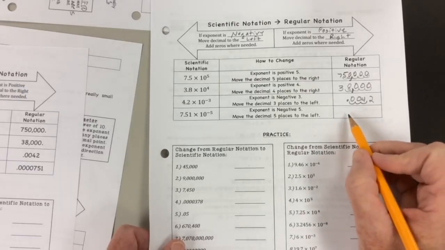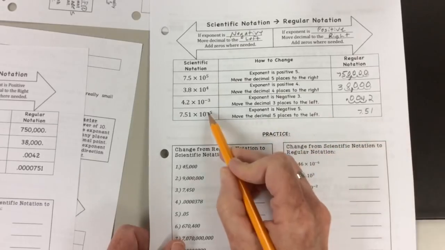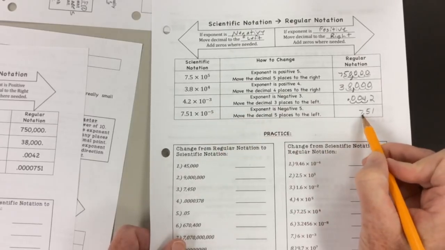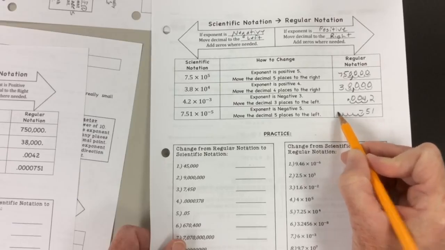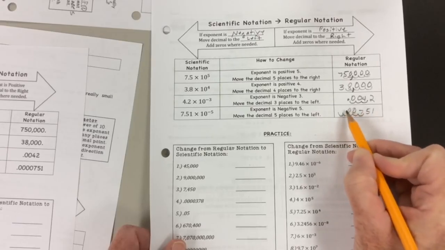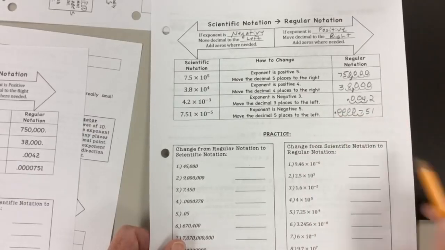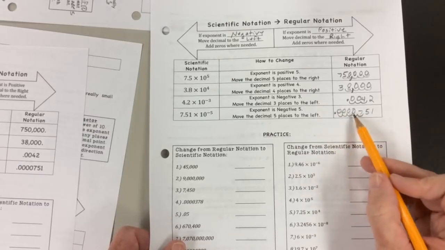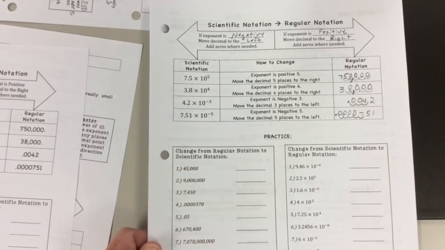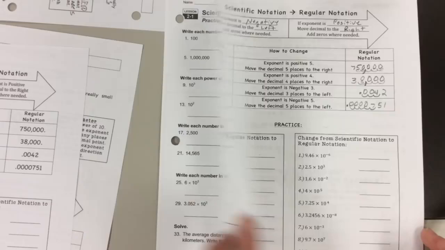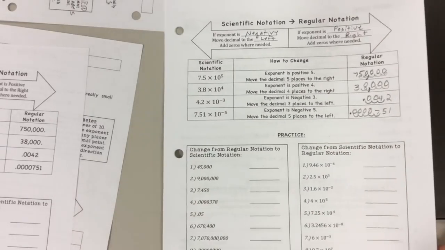And the last one, write 7.51, and we need to move it 5 spaces. 1, 2, 3, 4, 5. So you should have 0.40751. So let's practice some more.